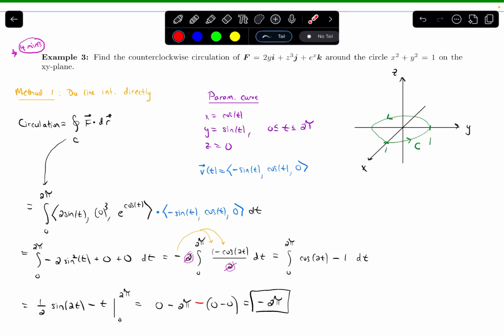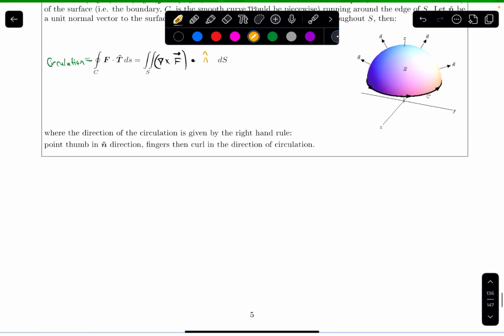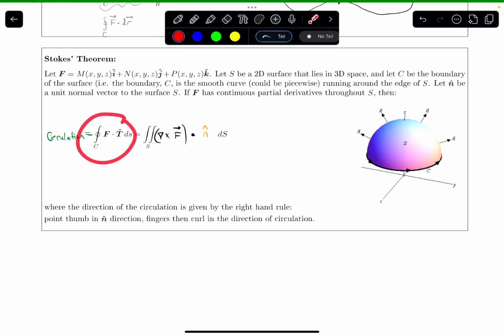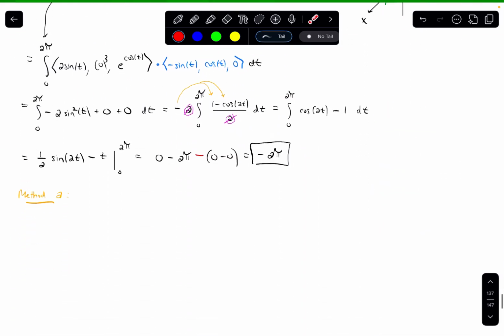But I mentioned we can do this another way. So method two is, we can use Stokes' theorem. Because what we have is an integral that looks like this, F dotted with T hat. That's just another notation for writing the integral of F dot dr. I have an integral that looks like this, where C is a closed curve. Well, I can convert that to a surface integral by using Stokes' theorem. So we can use Stokes.